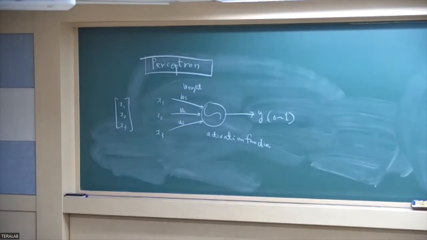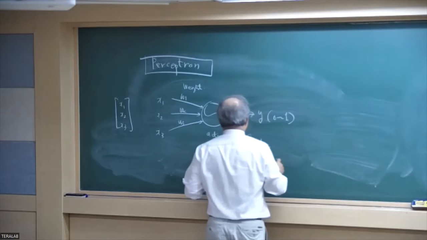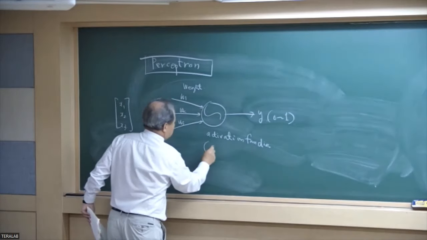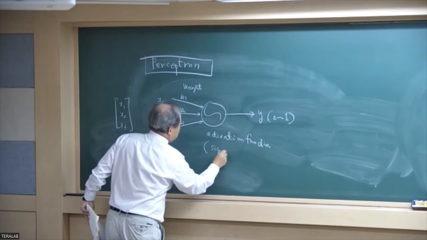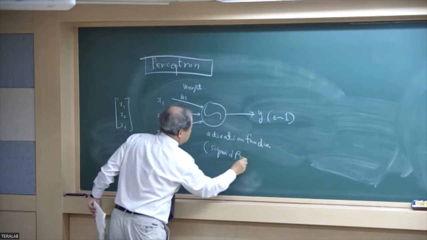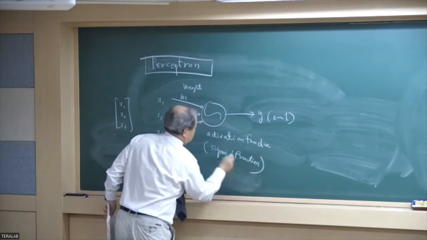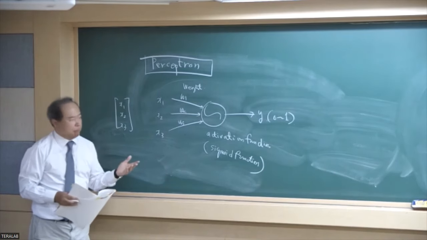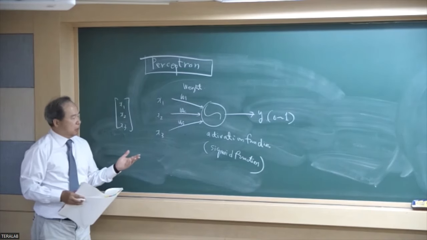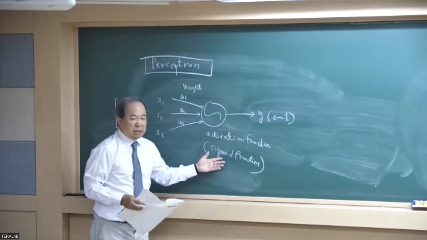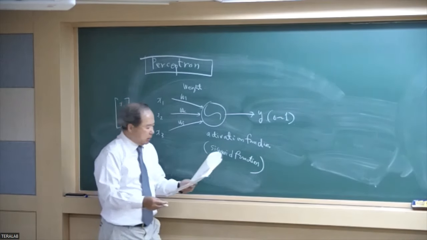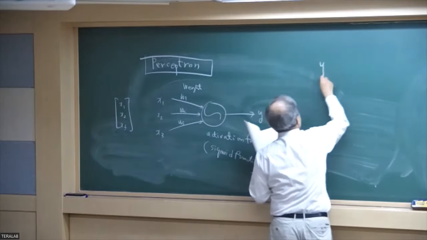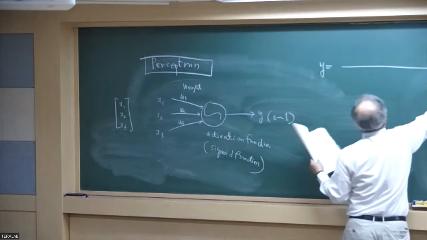Now still, I'm talking about this perceptron. This is a perceptron. Usually, for this activation function, we are using the sigmoid function. We may have many different types of activation function, but usually, we are using the sigmoid function. And the sigmoid function has this kind of shape.